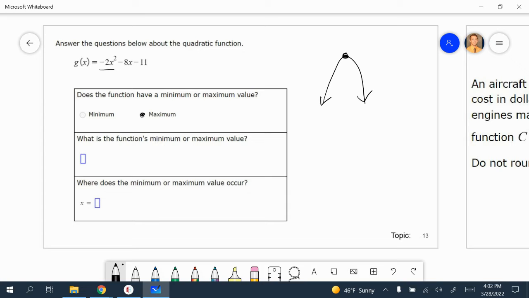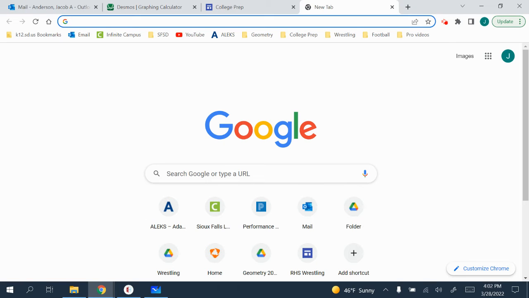What is the function's minimum or maximum value? To do that, I need to find that number. I'm actually just going to take us onto our graphing calculator, because this will be a lot easier with a graphing calculator. I'll use Desmos here. You would use the calculator that you have in class. Negative 2, negative 8, and negative 11 are my three terms.